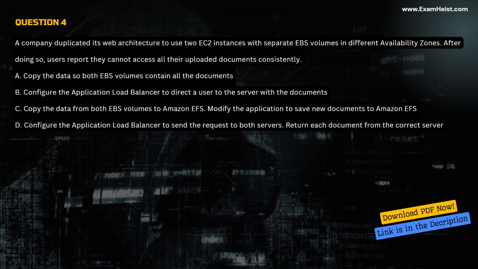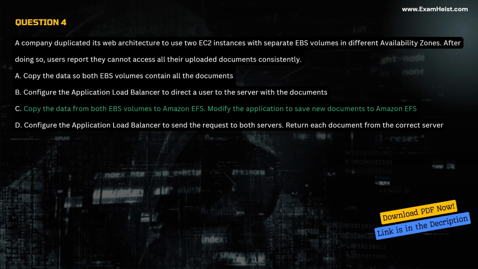C. Copy the data from both EBS volumes to Amazon EFS. Modify the application to save new documents to Amazon EFS. D. Configure the application load balancer to send a request to both servers. Return each document from the correct server.